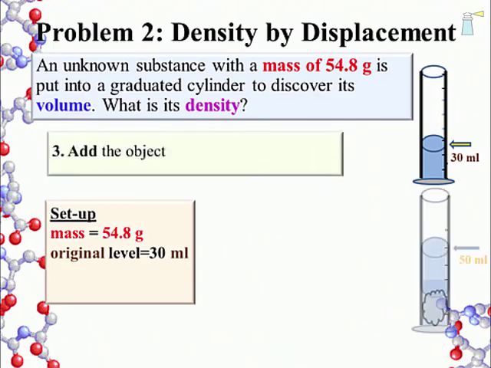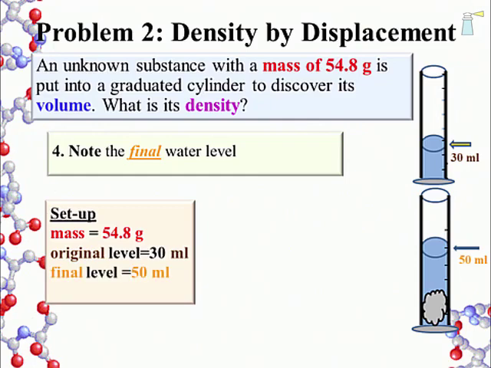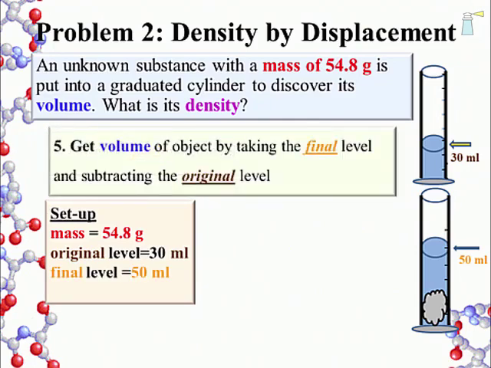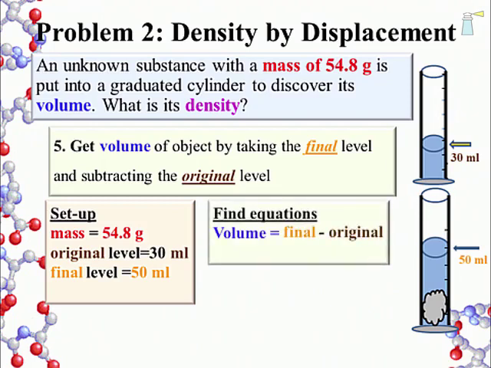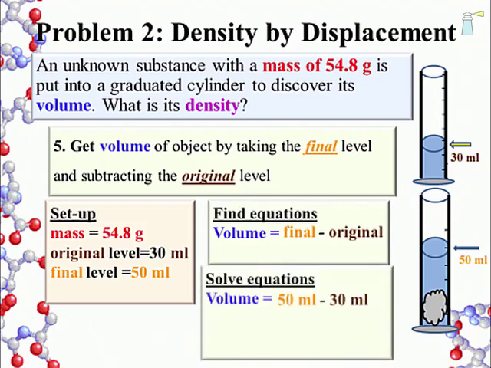The easiest step is to add the object to the graduated cylinder. Carefully. Once that is done, note the final water level. It seems to be 50 mL. Add that to the setup. Now we need to get the volume of the object by taking the final level and subtracting the original level. We write the equation. In the equation panel, we solve by inputting the values from the setup into the equation. 50 mL minus 30 mL. Doing the math, that comes out to 20 mL. If you get a negative number, you have switched the order of levels in the equation. Volume is now added to the setup.